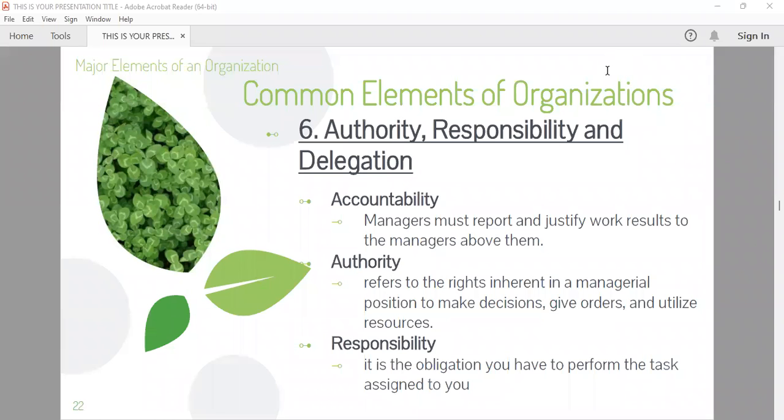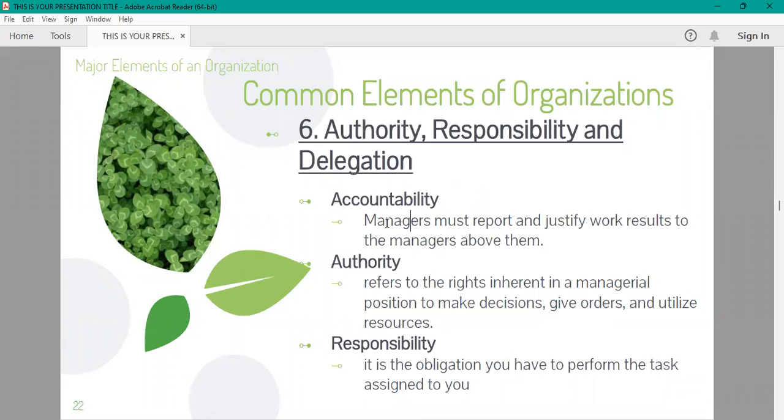So next would be authority, responsibility, and delegation, another common element of organization. The first one is accountability. So what is accountability? Managers must report and justify work results to the managers above them. So you need to report and justify your work. You need to be accountable for your results.